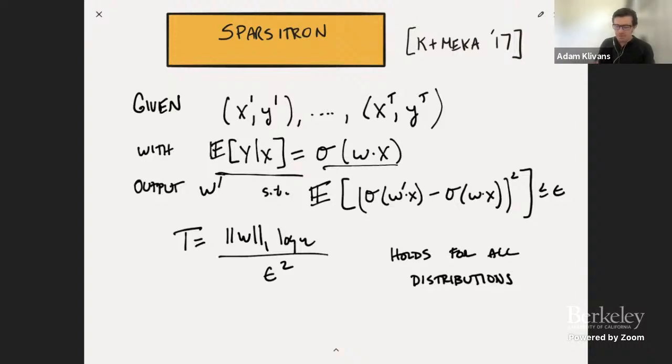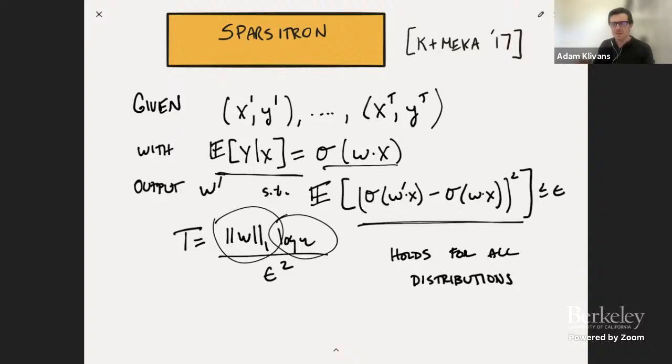And it does exactly what glmtron does. It outputs W prime such that they're close in square loss. But instead of getting a two norm bound on the hidden weight vector, it only uses a one norm bound times log n over epsilon squared. So there we're getting the log n, and the one norm bound is a proxy for the sparsity of the graph. So that's the parameter regime that we wanted to work in. And so this is the algorithm that we developed.